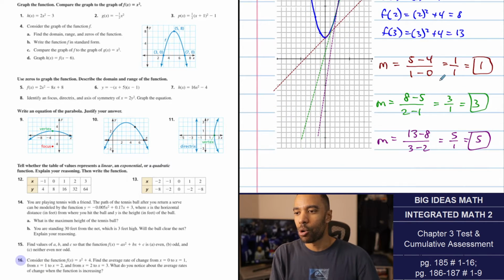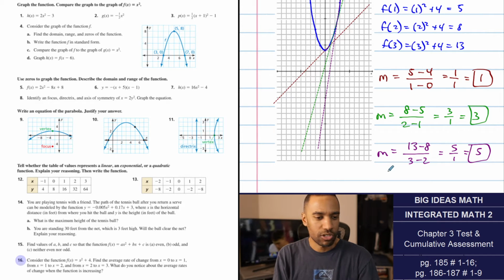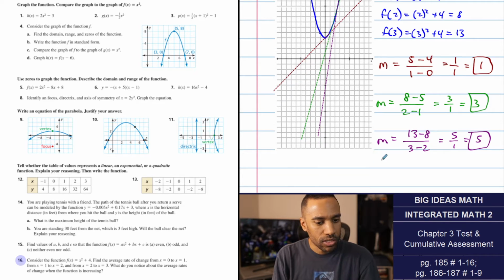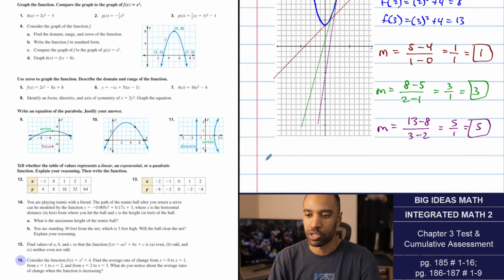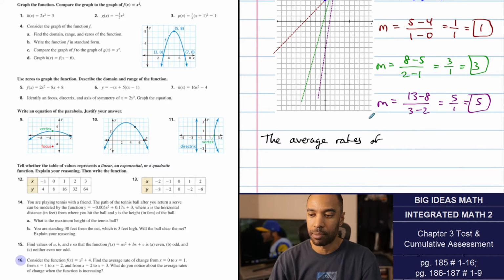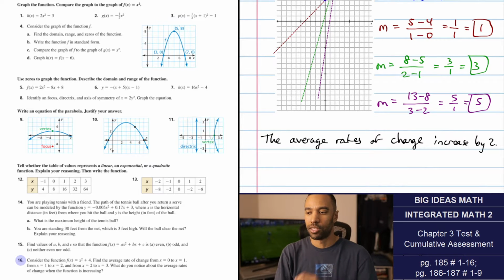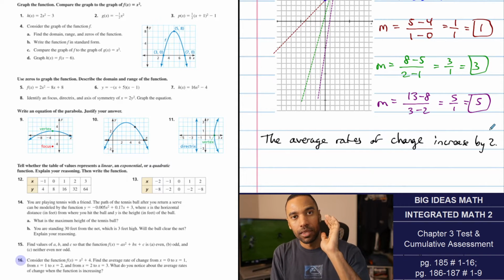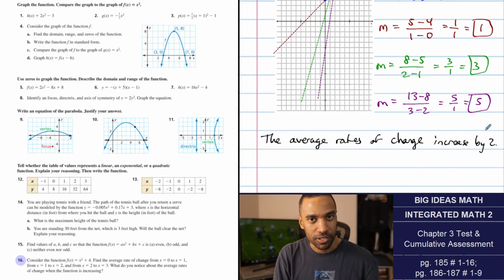So we can see the slope is increasing, the average rate of change, excuse me. So what do you notice about the average rates of change when the function is increasing? The average rates of change, they're also increasing, but they're also increasing by a constant amount. Increase by 2 every time.